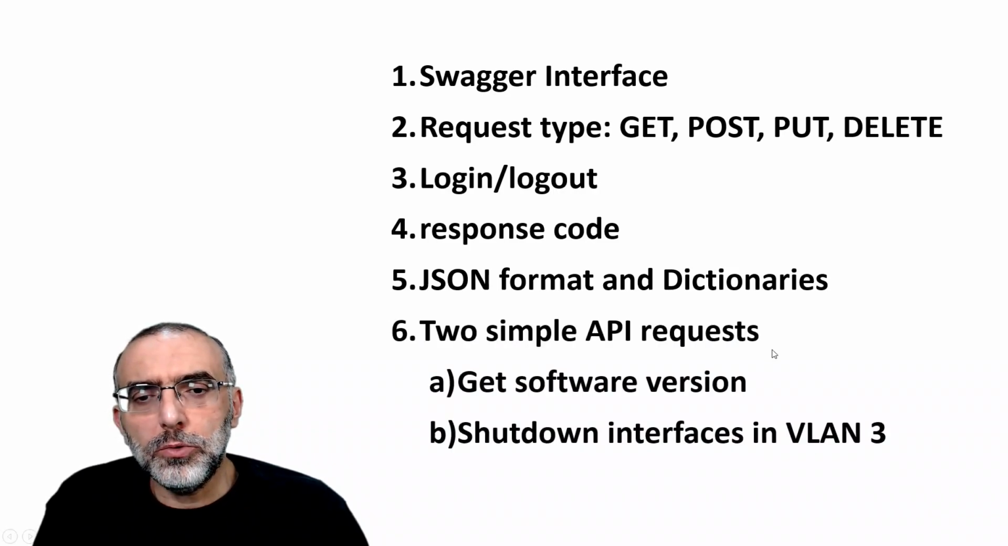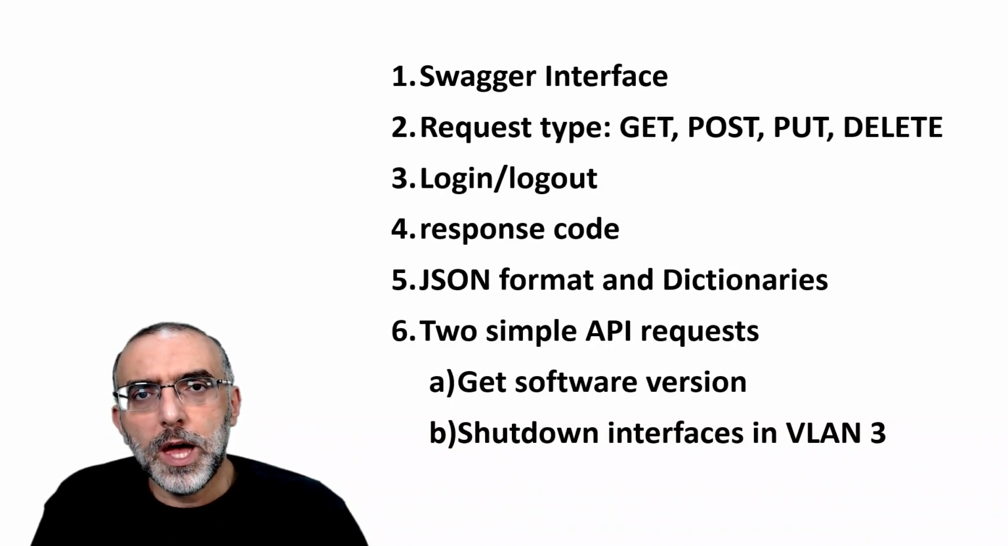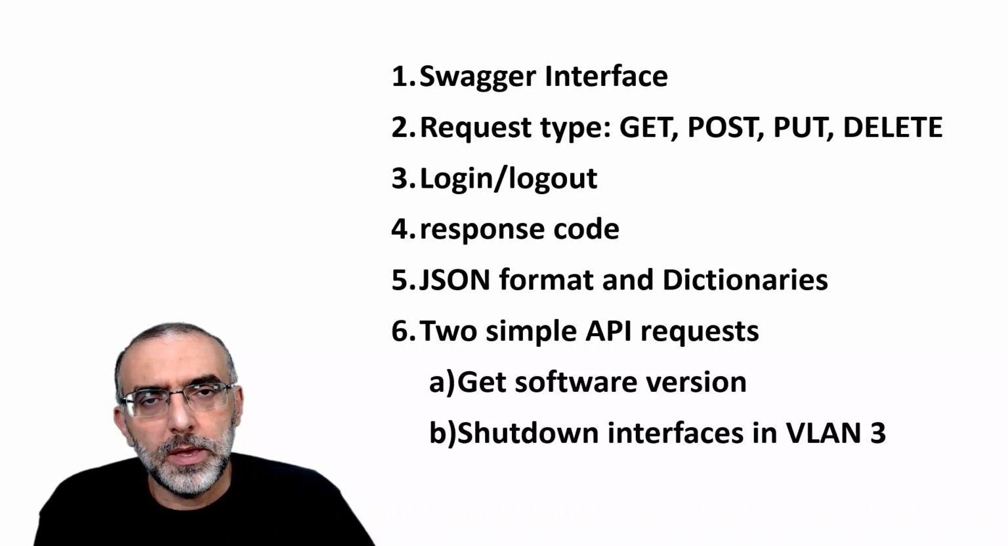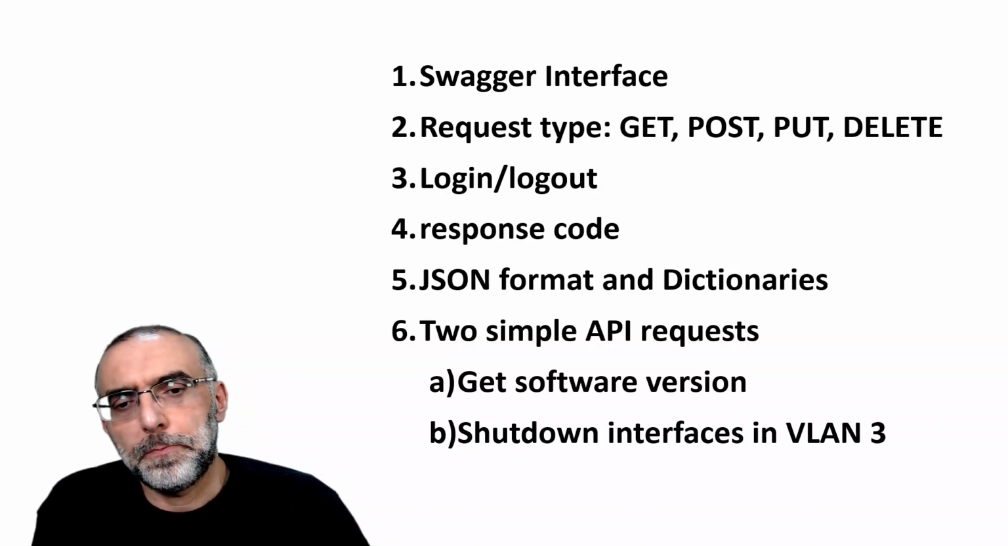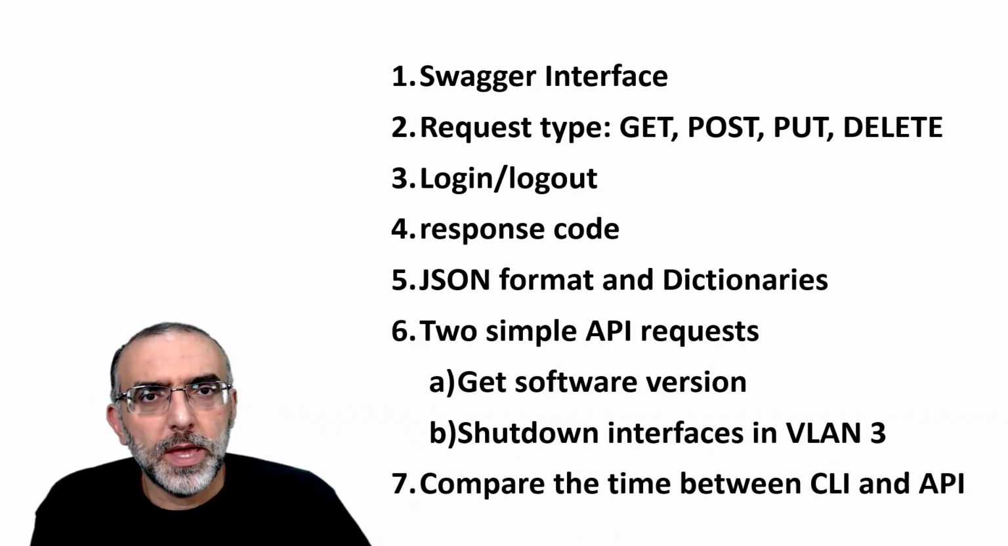And we ran two different API scripts. One of them was mainly to get the software version, and the other one was to shut down the interface. And we saw that these scripts needed less than 1 second to run as API scripts, while the same function needed more than 30 seconds using CLI scripts. So we were able to compare the time needed for API against CLI.